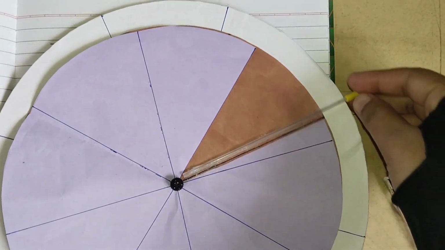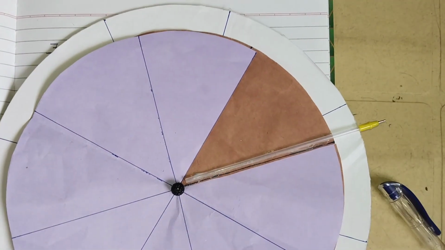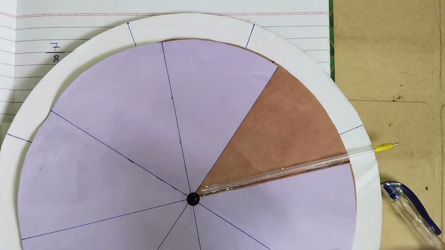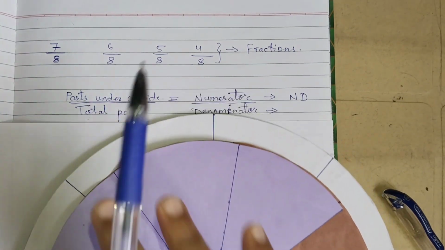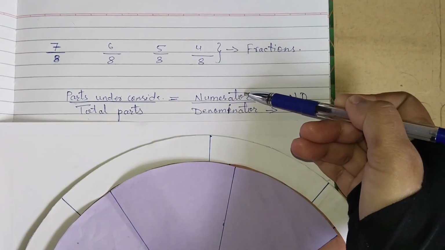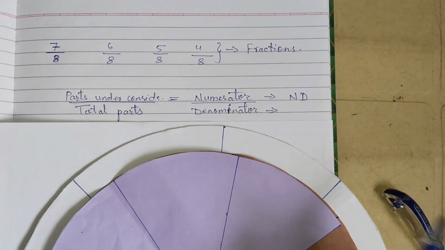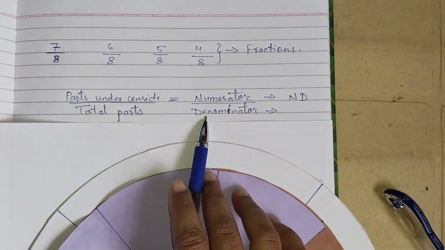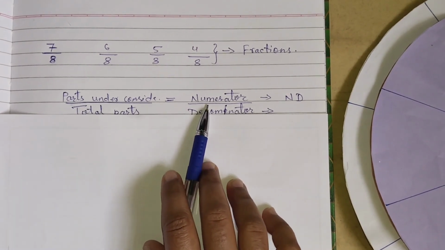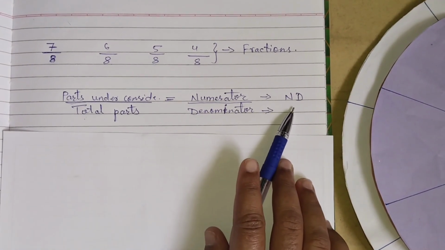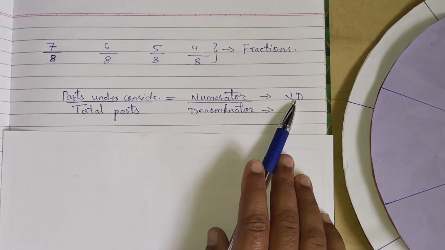Now see the example which we have already done, 7 by 8. There were 8 parts in the purple circle, and from these 8 parts we removed one part. So 7 parts remain. That's why we have written 7 here. The parts you consider will be written at the top, meaning the numerator, and the total number of parts will be written at the bottom, which we call the denominator. If you get confused between numerator and denominator, just remember N D: N for numerator and D for denominator. In this way you can remember.